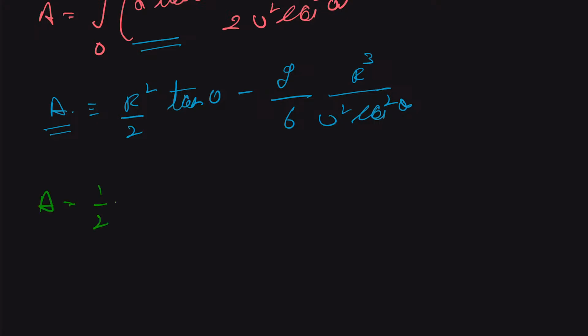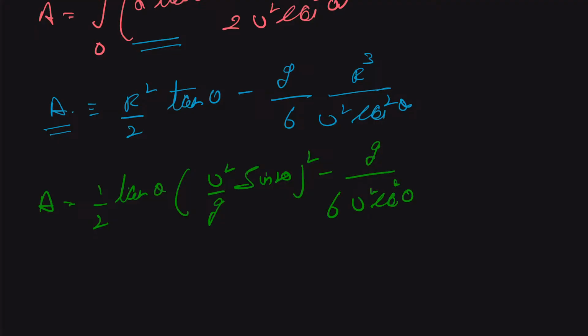Therefore we substitute the value of range, that is our R, so we get area is equal to 1 by 2 tangent of theta, and we have this as v square upon g sine 2 theta whole square, minus 1 by 6 v square cos square theta, and we have our cube, that is our square g sine 2 theta, and this is our cube.